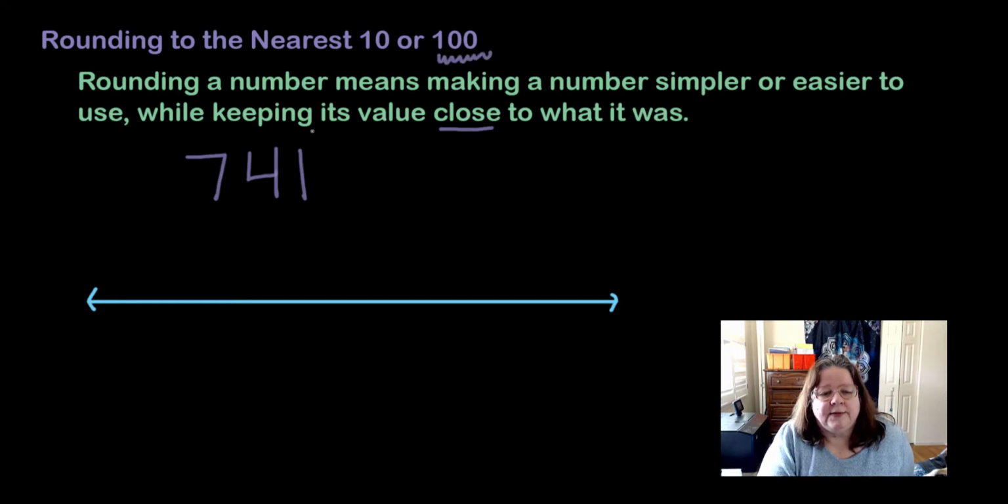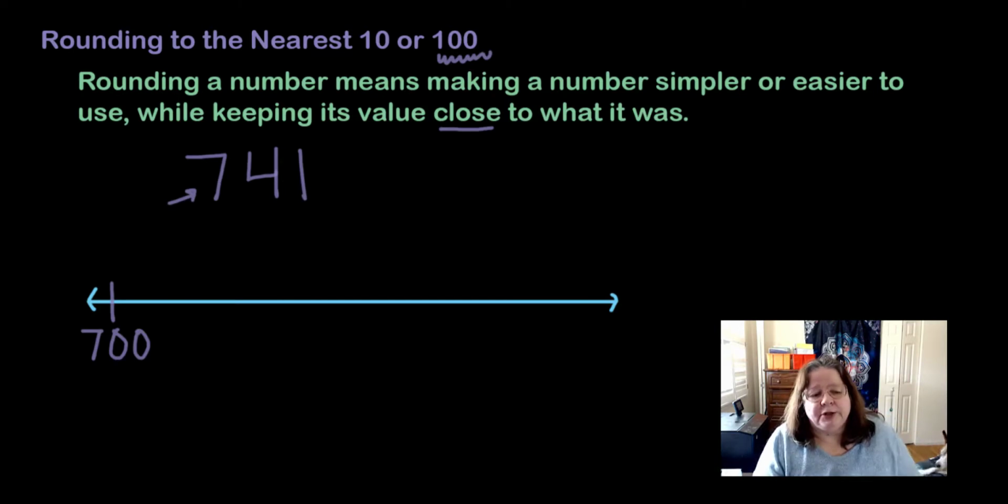So as I look at 741, which number is in the hundreds place? Well, here's my ones, here's my tens, here's my hundreds. The 7 is in the hundreds place. So I'm going to start my number line with 700. What is the 100 that comes after 700? Count by hundreds. 100, 200, 300, 400, 500, 600, 700, 800. Our number here falls between 700 and 800.